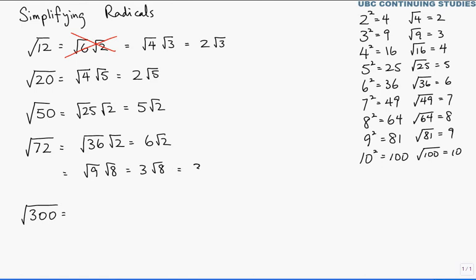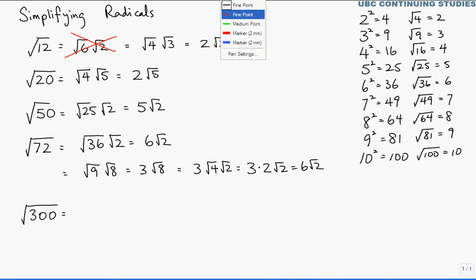Look at the list on the right. You'll notice that root 8 does have a perfect square factor, which is root 4. And so you can replace the root 4 with simply 2. So we have 3 times 2 times root 2, which gives you 6 root 2. And that is exactly what you had here. So if you want to save yourself some time, look for the largest perfect square factor and pull that out first. So let's try that with root 300.